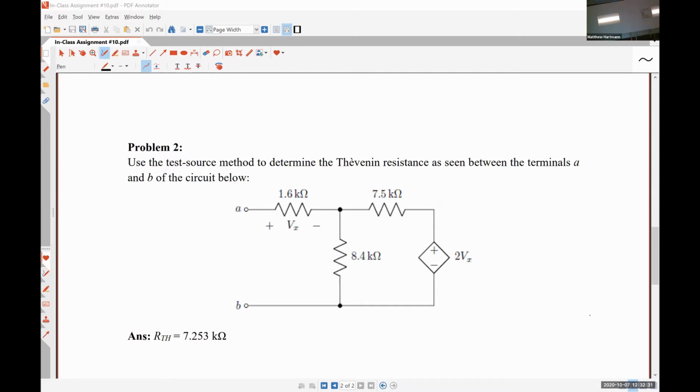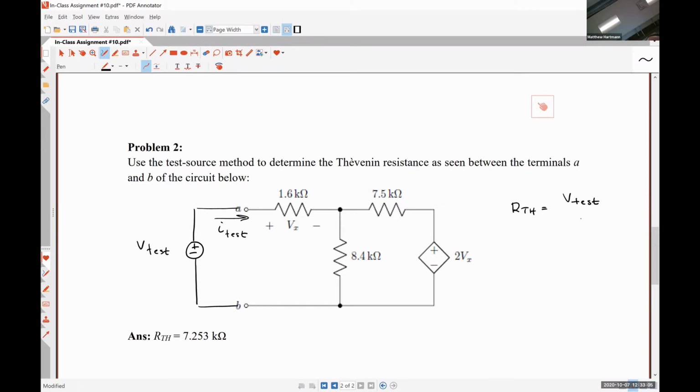Our test source method is effectively just exploiting good old Ohm's law. What it says is that I can put a test voltage across my network of interest, measure the current flowing into my network of interest, and the Thevenin resistance will then be simply V test divided by I test.